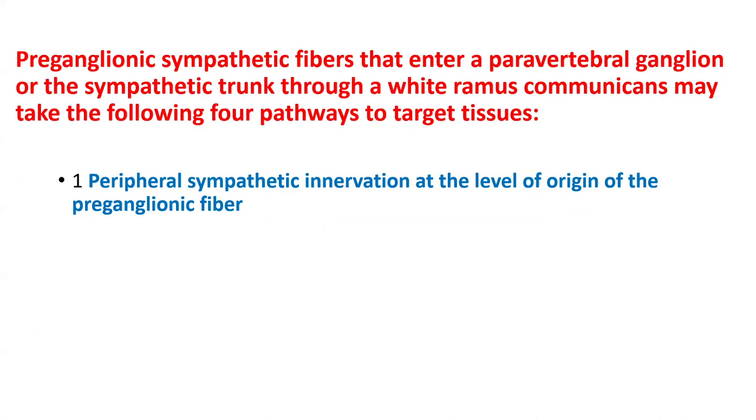The preganglionic sympathetic fibers that enter the paravertebral ganglion, or enter the sympathetic trunk, through a white ramus communicans, as we said, they call it white ramus communicans because it contains myelinated fiber. They may take the following four pathways to the target tissue. The first one is peripheral sympathetic innervation at the level of origin of the preganglionic fiber.